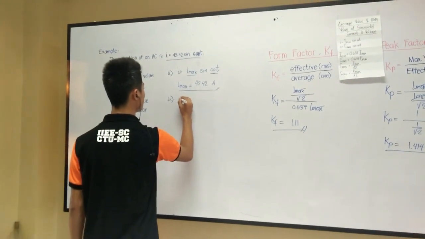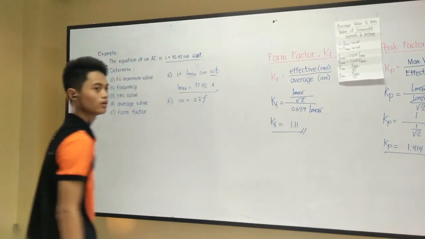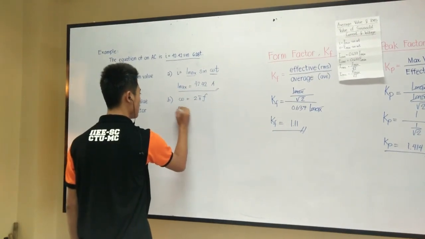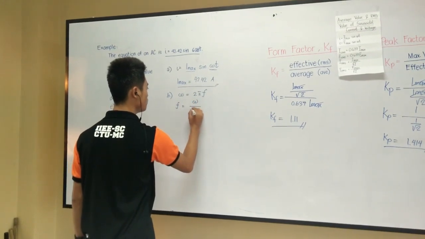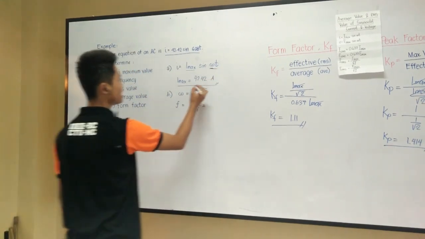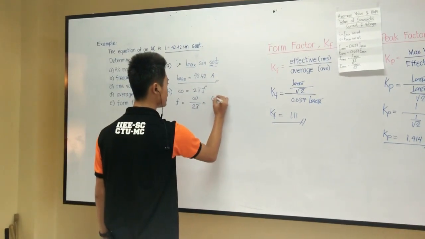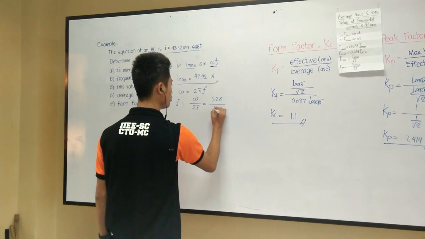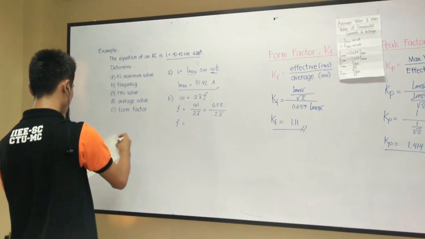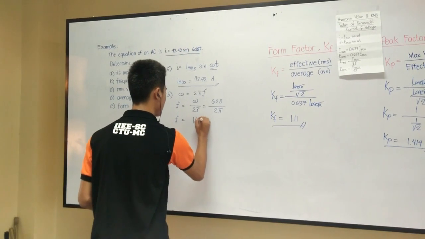So frequency is given in the form of omega equals 2 pi f. Omega here is the angular velocity and f is the frequency. F equals omega over 2 pi. So we have omega here and it corresponds in our equation as the 628. Therefore, our omega is 628 over 2 pi. Therefore, we will now have our frequency, which is equal approximately to 100 Hertz.